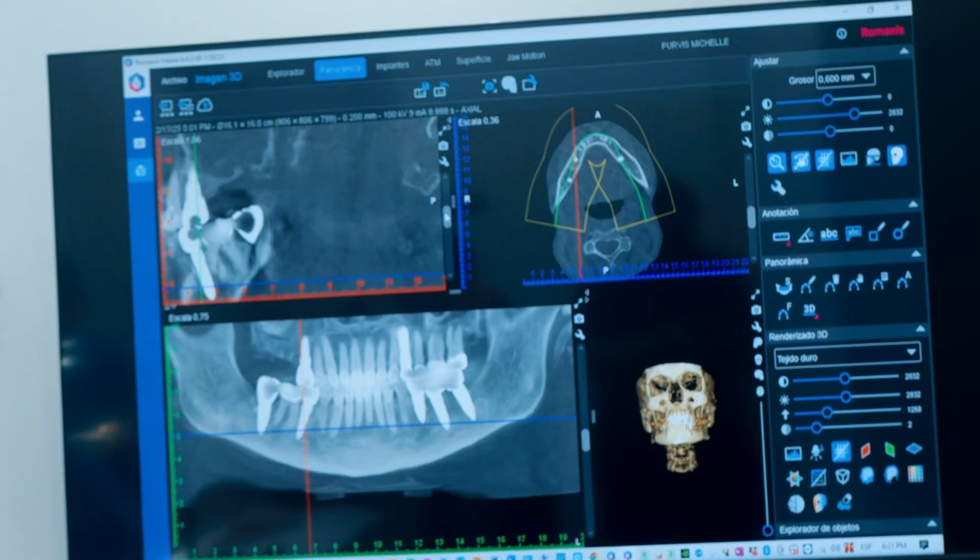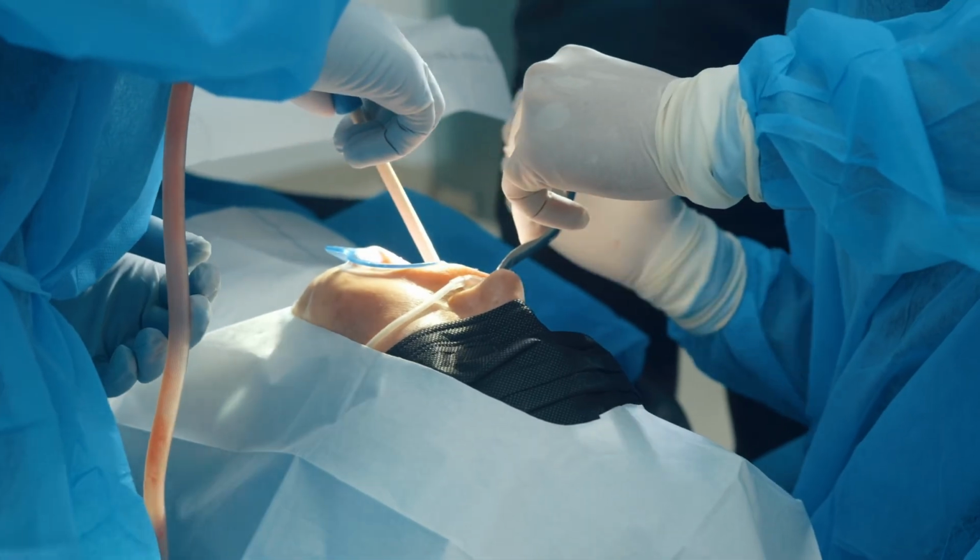Another thing is that we have to analyze the anatomical key points that we have in the jaws. For example, in the upper jaw, the floor of the sinus dictates the height of our implants in the posterior area. On the lower jaw, we have a nerve, the inferior alveolar nerve, that is our lower limit for implantation. Of course, nobody wants to touch a nerve.